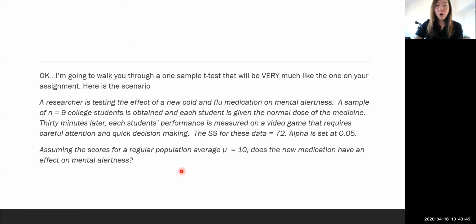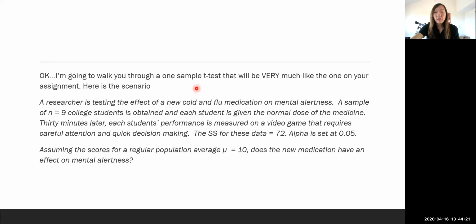Okay, so anyway, let me go back. Your assignment asks you to conduct a one sample t-test using the data they give you. I realize that it's probably been a while since stats, and so I want to just help walk you through how to conduct a one sample t-test.